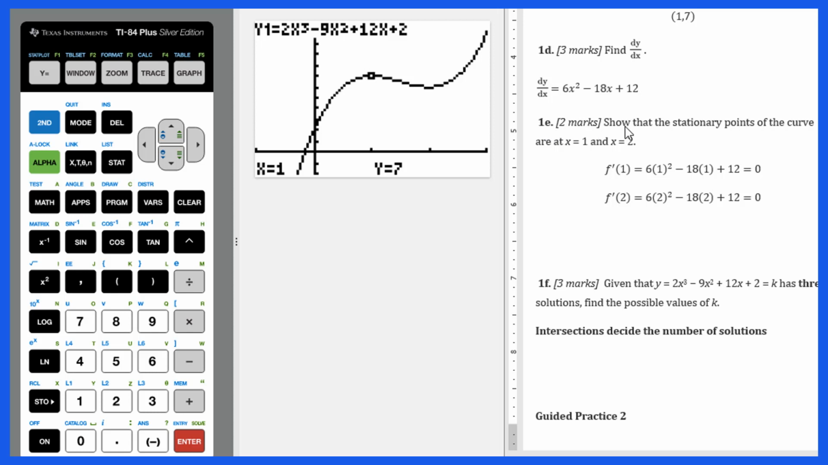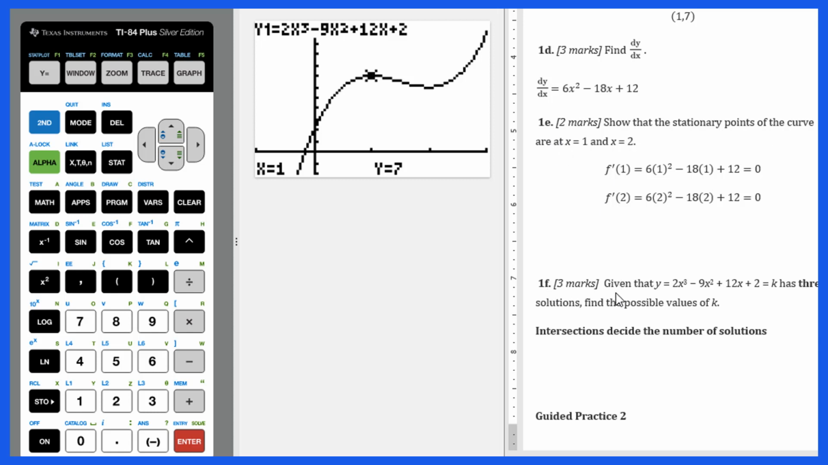For 1e, show that the stationary points of the curve are at x equals 1 and x equals 2. Stationary points means the first derivative equals 0. Therefore, I plug 1 into this derivative function. Then you get equal to 0. This shows that at x equals 1 and 2, the stationary points of the curve are there.